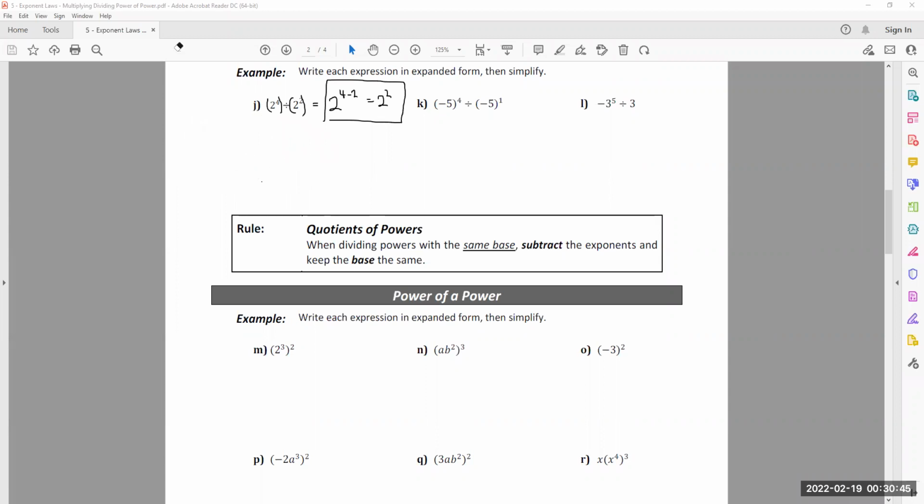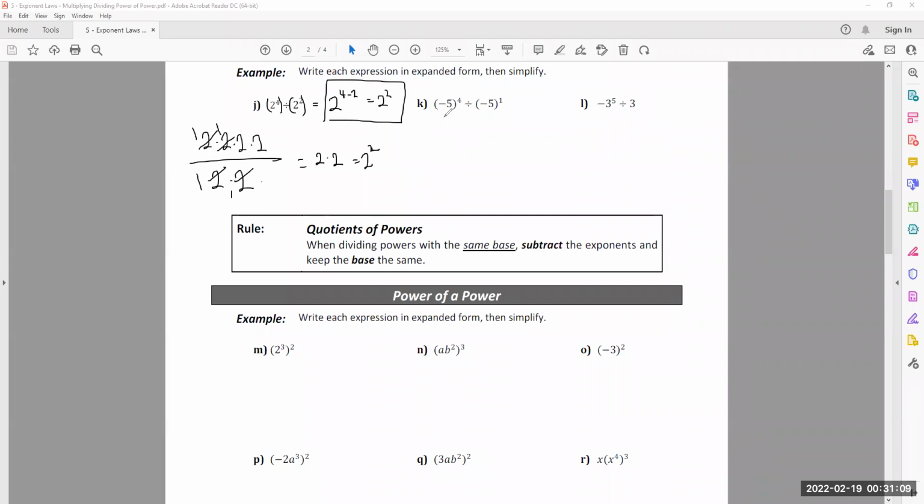Some of you might actually be copying this, so let me just write this out. 2, 2, 2, 2 over 2, 2. So we've got division 1, division 1, division 1, division 1. 2 times 2, which is 2 to the power of 2.